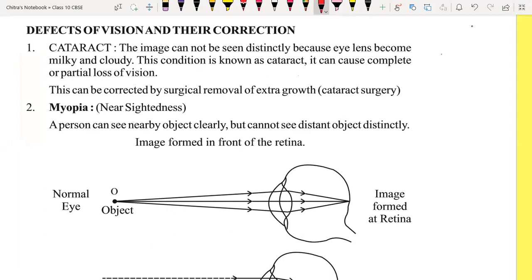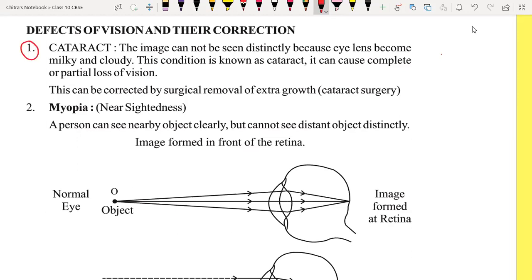In the last lecture, we already understood about the human eye, light, and the different parts of the human eye. We also understood the process by which we can sense the different objects and the colorful world around us. Today we are going to discuss the defects of vision and how they are corrected. The first defect we have is cataract.